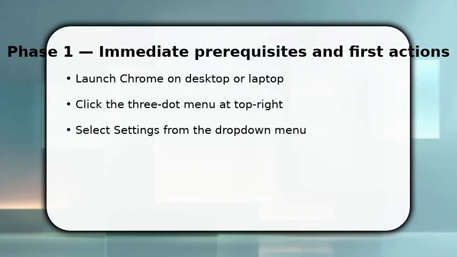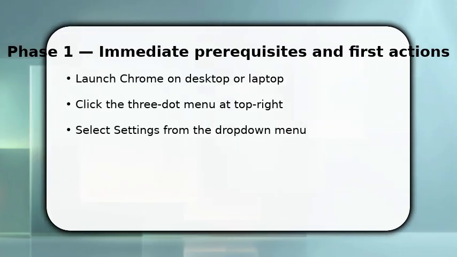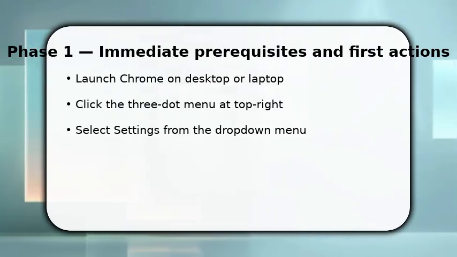You start by opening Chrome and going directly to Settings so we can change notification behavior. Click the three-dot menu at the top right corner and select Settings. Once done, make sure you're signed into the profile you want to modify because notifications are profile-specific.